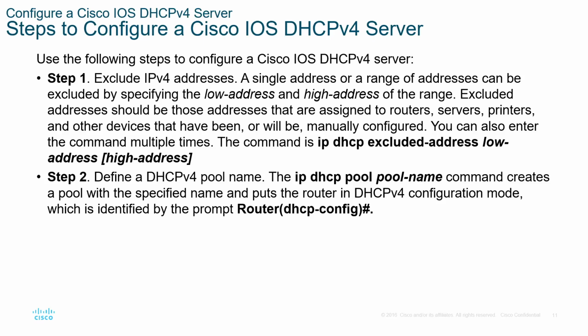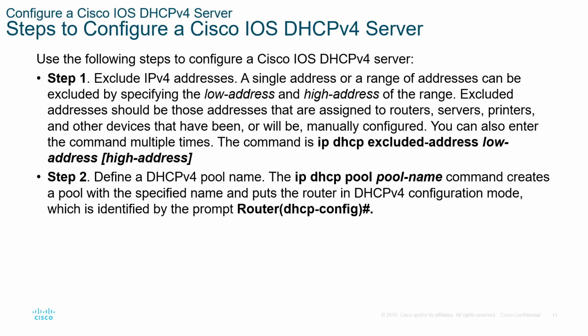Now, there is a step-by-step process of how to do that. The first step is we need to make sure we exclude addresses from the pool. In other words, we need to remove all the IPv4 addresses that we do not want the server to give to any of the clients. In order to do that, we execute the command ip dhcp excluded-address, and we specify a low address boundary and a high address boundary in order to exclude a range of addresses. If we just want to exclude a specific address, we don't need to specify the high address. Just the IP address that we want to exclude is sufficient.